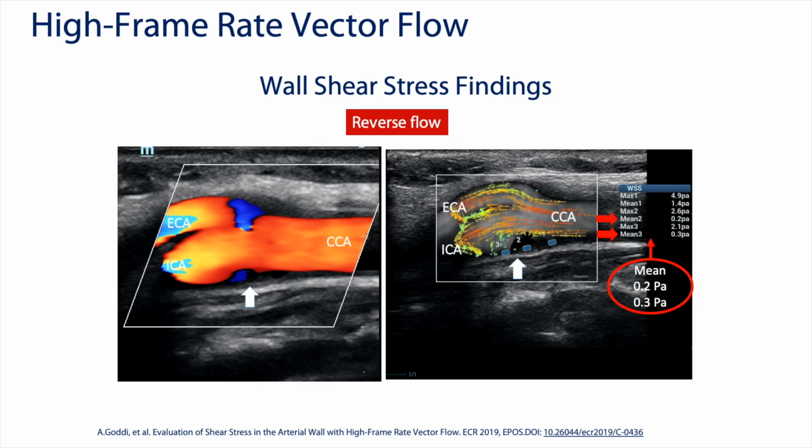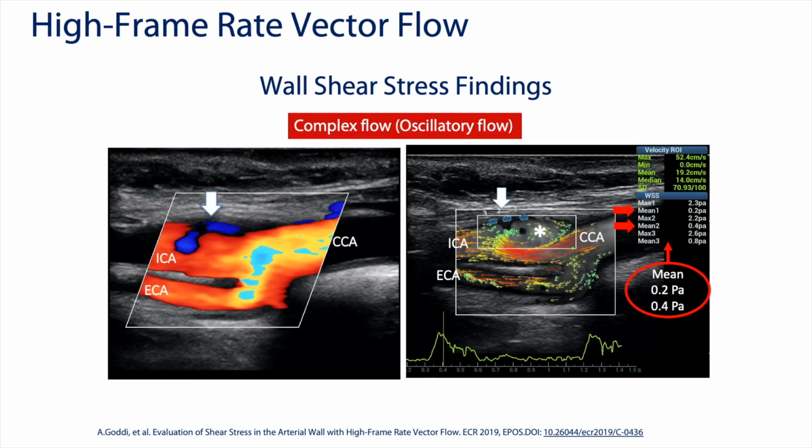In this second case, at the level of a reverse flow area in carotid sinus, the values of mean wall shear stress are extremely low. This last case of complex flow shows abnormal mean wall shear stress values on the opposite side to the flow divider.